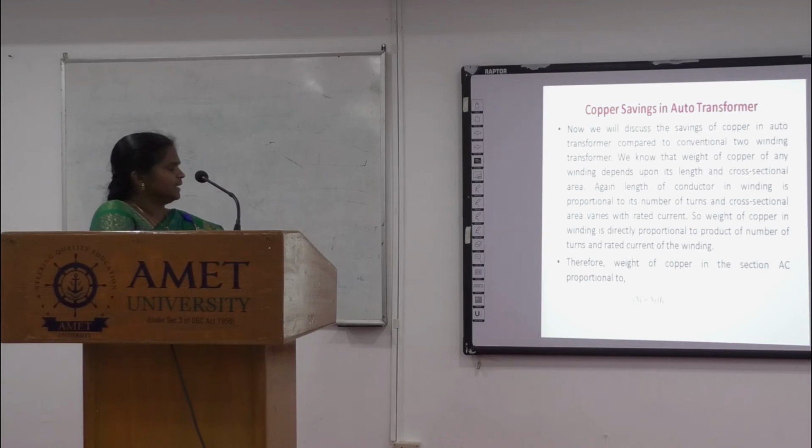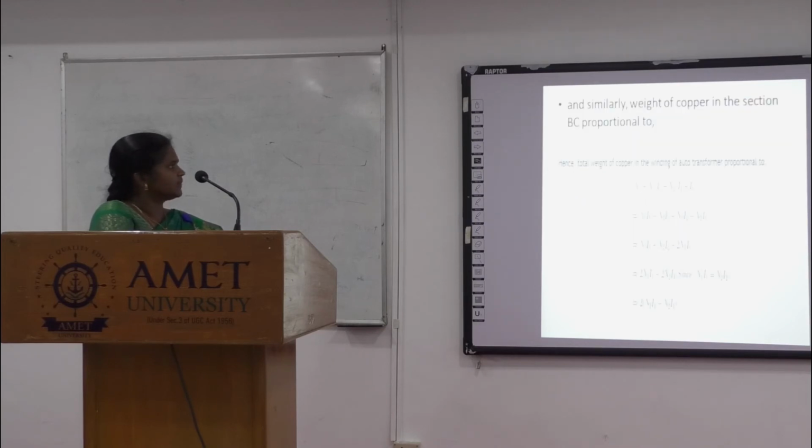So the length is proportional to the number of turns, and the cross-sectional area of the winding is proportional to the current carrying capacity. So the weight of the copper in a winding is directly proportional to the product of the number of turns and the rated current of the winding. Therefore, the weight of copper in section AC, that is the primary, is N1 minus N2 into I1. Similarly, the weight of copper in section BC is N2 into I2 minus I1. So the total weight, we can add both: N1 minus N2 into I1 plus N2 into I2 minus I1.